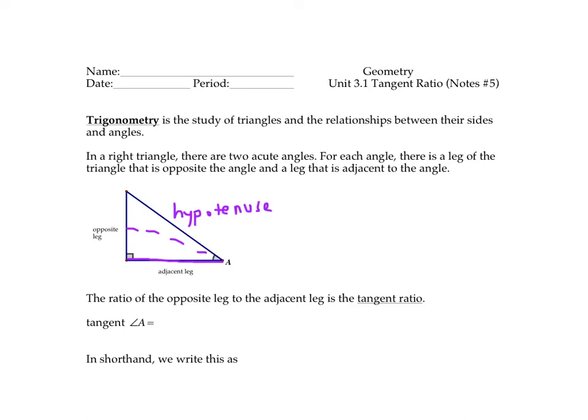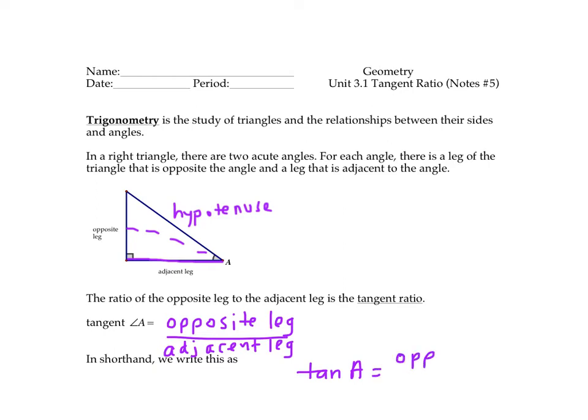So if we write the ratio of the opposite leg to the adjacent leg, then this is what we refer to as the tangent ratio. So we can say the tangent of angle A is equal to the ratio of the opposite leg divided by the length of the adjacent leg. Now, in shorthand, we can write this as tan A. So the tangent of angle A is equal to the length of the opposite side divided by the length of the adjacent side. Now, a short way to remember this would be to think of the letters TOA. Tangent is opposite over adjacent.